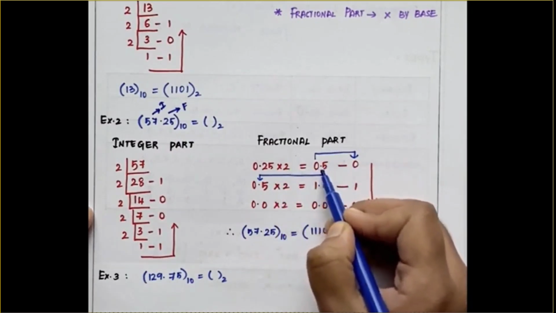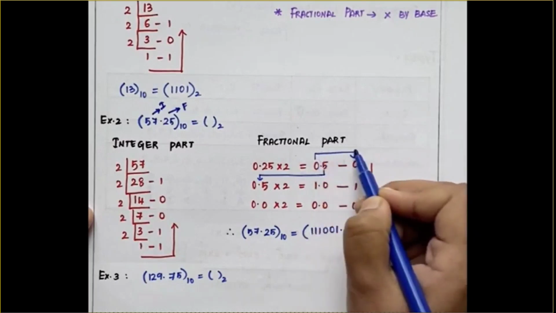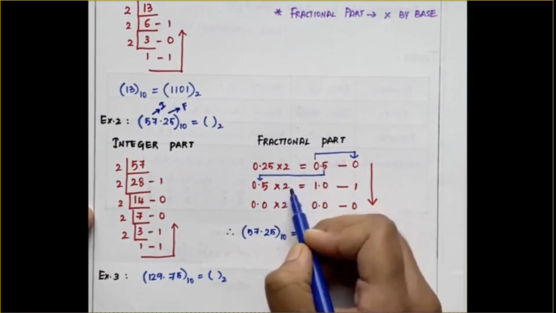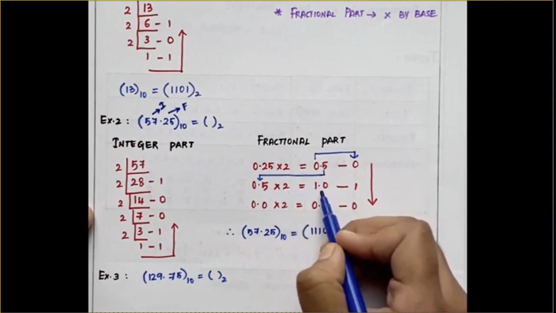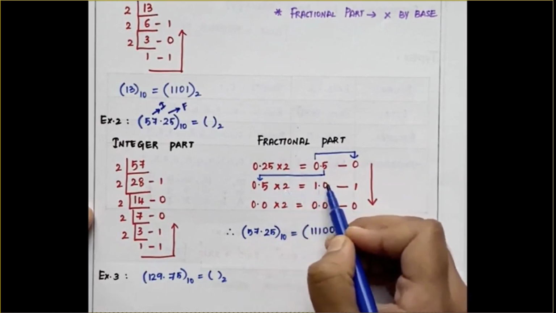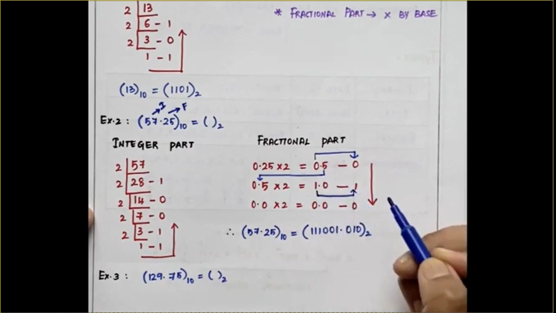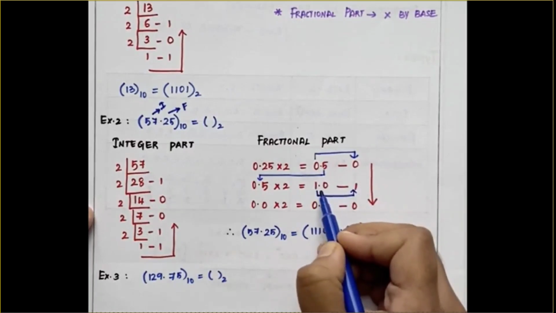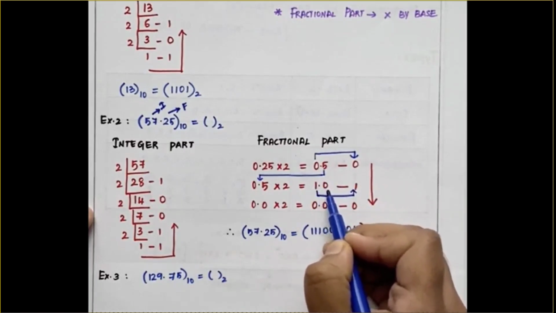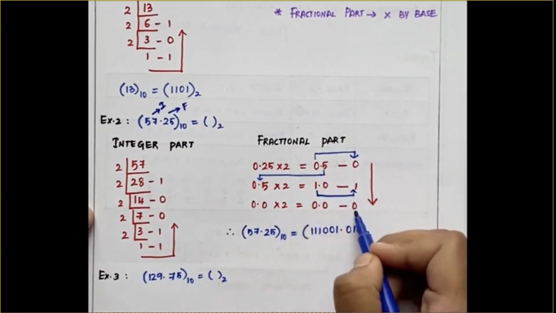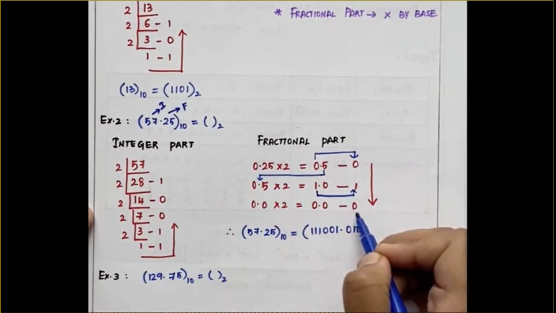0.5. So now we have to take the value in front of the decimal, which is 0, and keep it aside. Next we have to consider the digits after the decimal. So 0.5 into 2 is equal to 1.0. Now again in front of the decimal we have 1, so take it aside. Next, the 0.0 after the decimal point is multiplied by 2, which is equivalent to 0. So we will have 0.